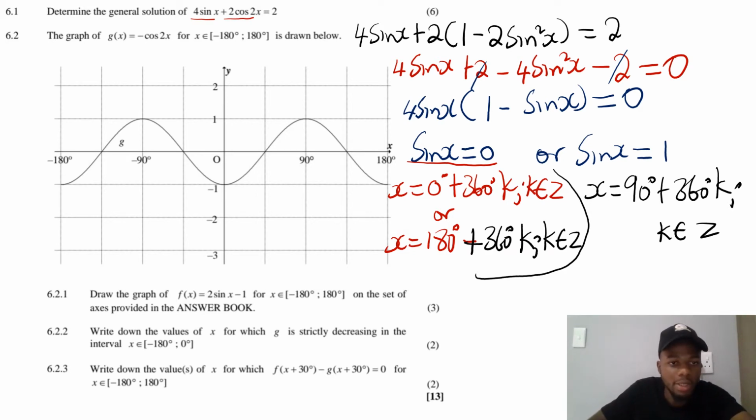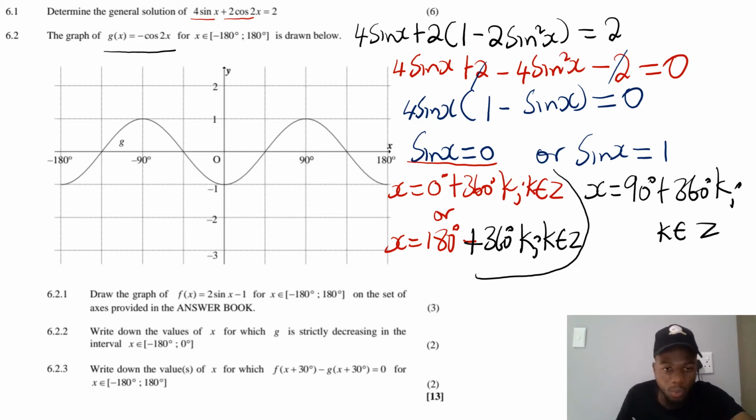We are given the graph g of x, which is negative cos 2x, and given the domain, which is starting from negative 180 degrees to positive 180 degrees. The graph that was sketched here is g of x. We have to sketch this function f of x, which is given by 2 sine x minus 1 on the very same domain.